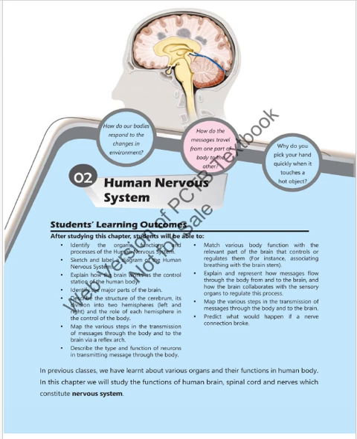Map the various steps in the transmission of messages through the body and to the brain. Predict what would happen if a nerve connection broke. In previous classes, we learned about various organs and their functions in the human body. In this chapter, we will study the functions of the human brain, spinal cord, and nerves which constitute the nervous system.